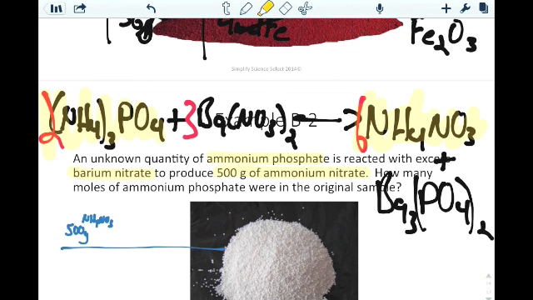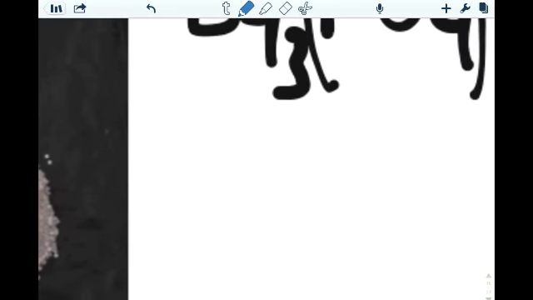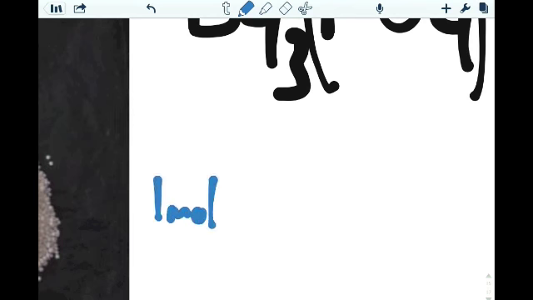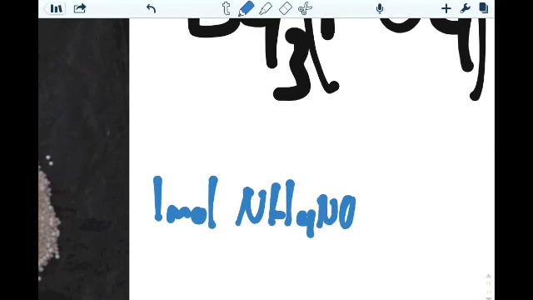Anytime we see grams, what do we need? We need the molar mass. So we're going to write that one down first, and our molar mass: 1 mole of ammonium nitrate, NH4NO3, is right around 80 grams.